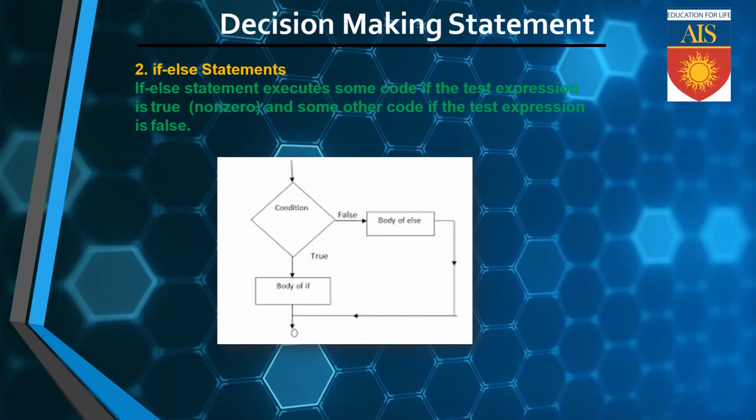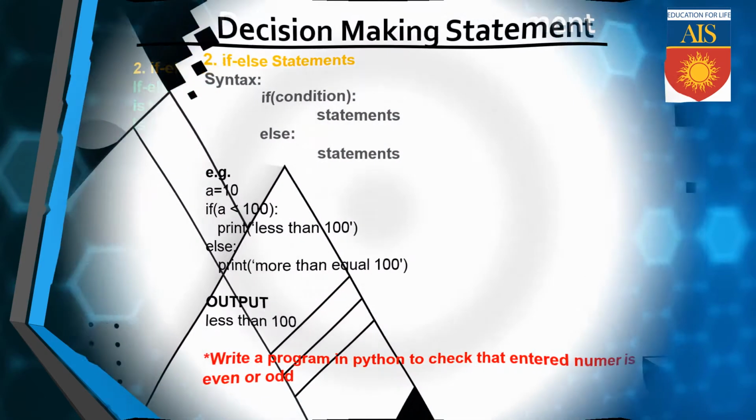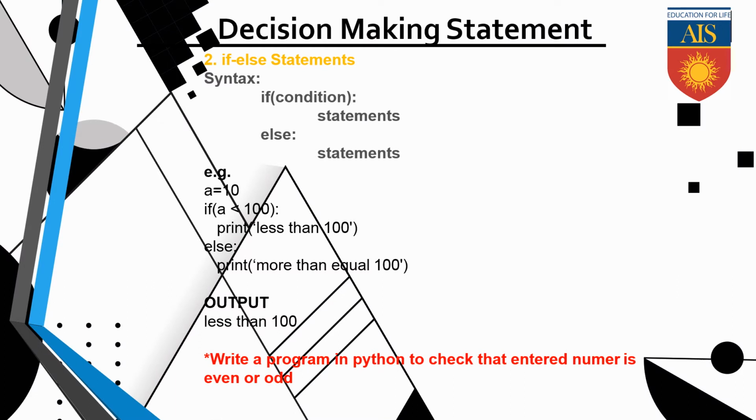After the if statement, the next option is the if else statement. In this if else statement, we can provide the negative part of a condition also. An if else statement executes some code if the test expression is true, and some other code if the test expression is false. That means with the help of the if else statement, the user can provide both the positive and negative conditions. Here you can see an example of the if else statement.